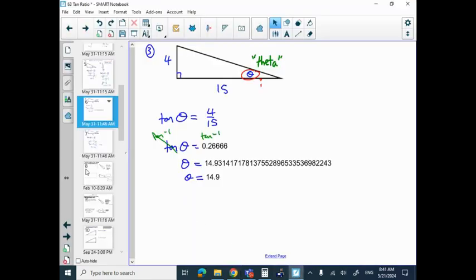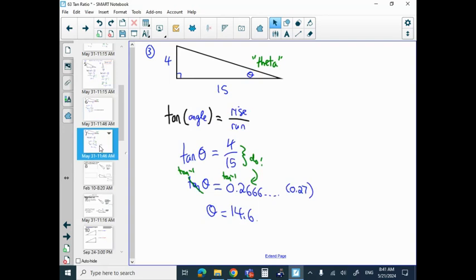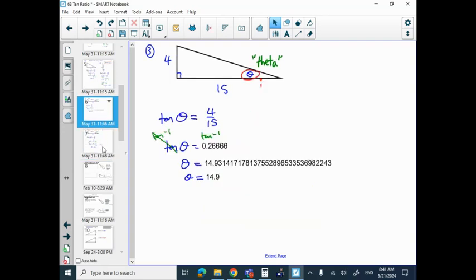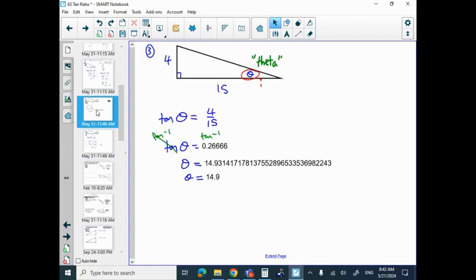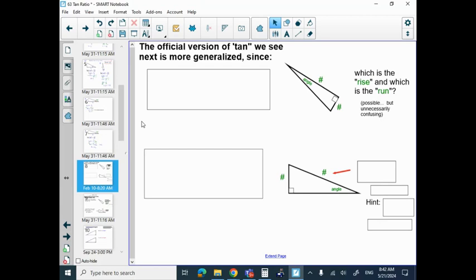All right, so the answer there was 14.9 degrees or so, depending on how many decimals you keep. It was 14.6 last time because I didn't keep as many. Yeah. So this is the new lesson.